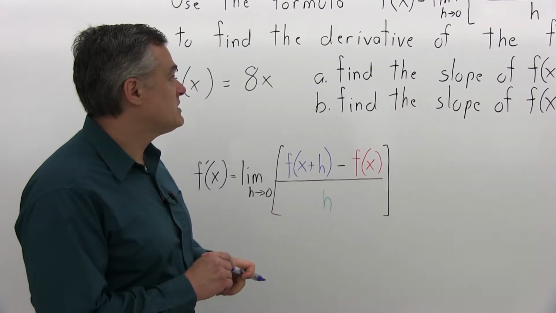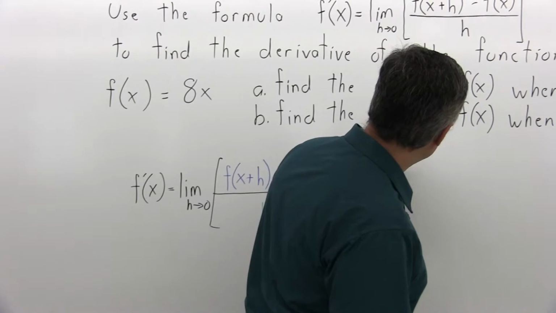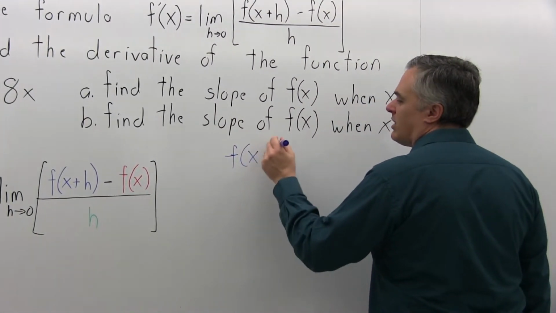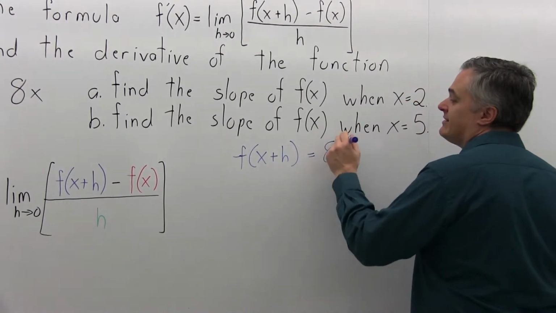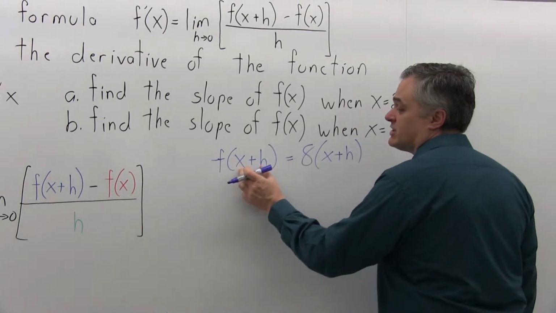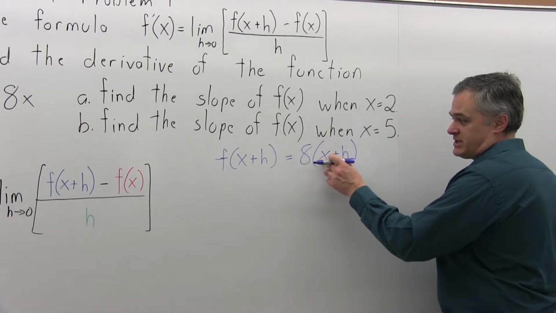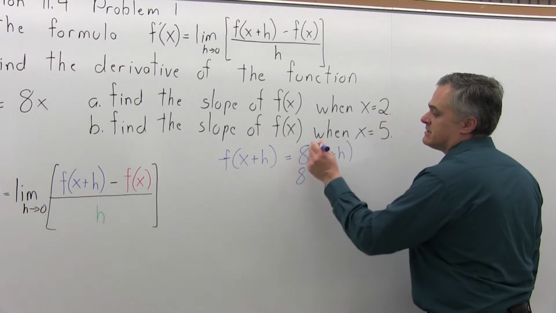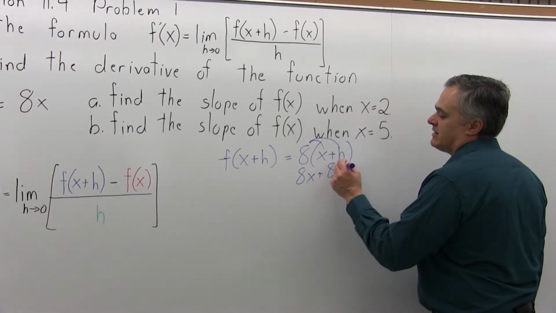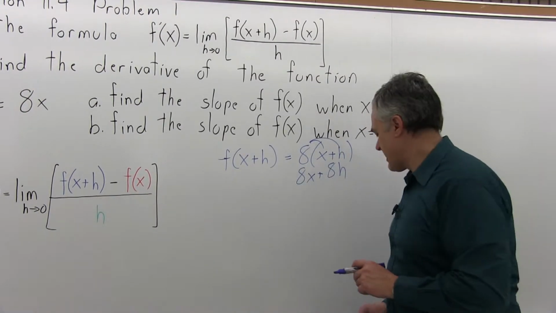So f of x plus h, our f of x for this problem is 8x. So off to the side, f of x plus h equals 8 times x becomes 8 times x plus h. I'm using x plus h as an input, so wherever I had an x, I replace with the input, which is x plus h, and then I can clear my parentheses. 8 times x is 8x, 8 times h is 8h. And now I can start to put the rest of this formula back together again.